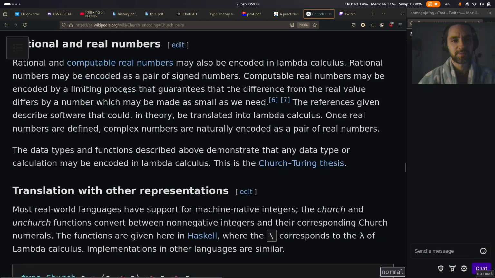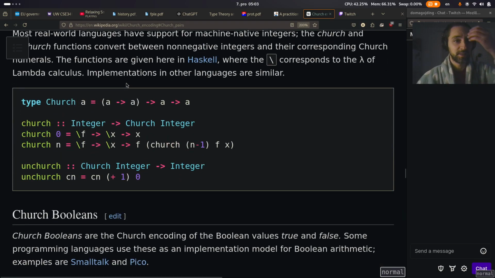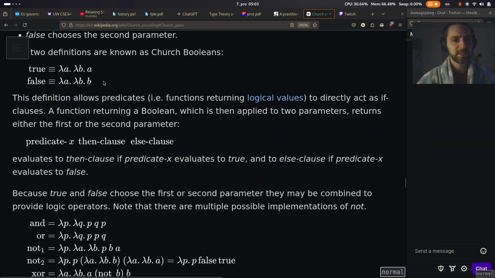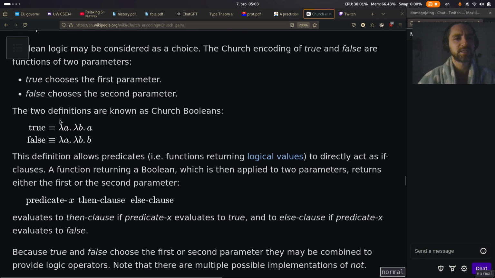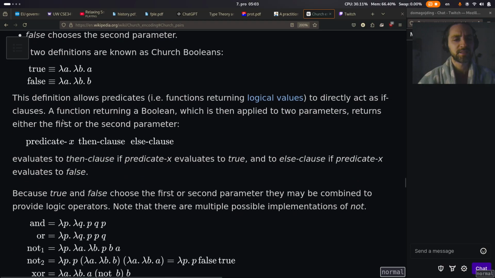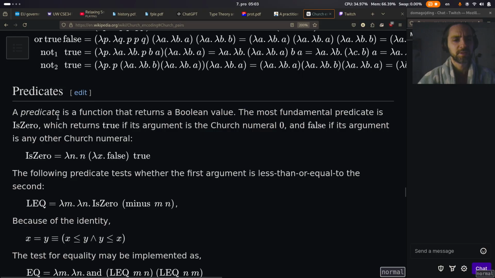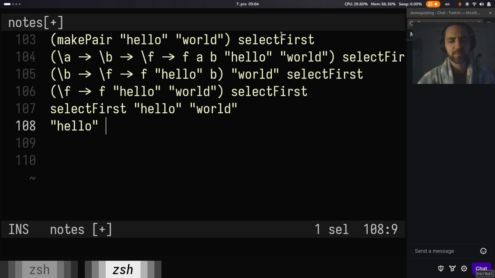Plus and minus, multiply, divide, translation, types, Church booleans. Well, that's what we did. True, false is basically the select first and select second. This is and, or, not. What an incredible thing, really, the make pair.